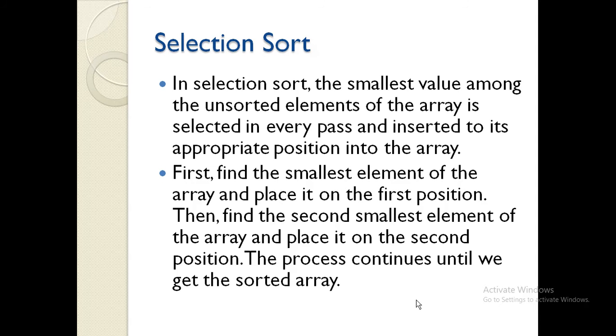What happens in selection sort? Selection sort places the smallest value among the unsorted elements of the array. That means the smallest value in the array is placed at its appropriate position. First, it finds the smallest element of the array and places it in the first position. Then it finds the second smallest element of the array and places it in the second position. This process continues till we get the sorted array. So the smallest element from the array is selected and placed in its appropriate position. That's why the name of the sort is selection sort.